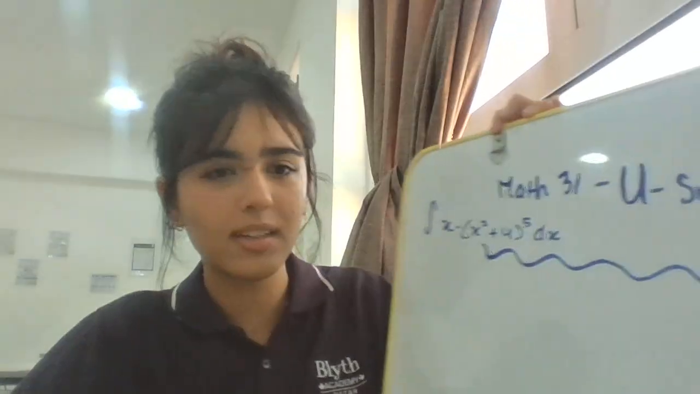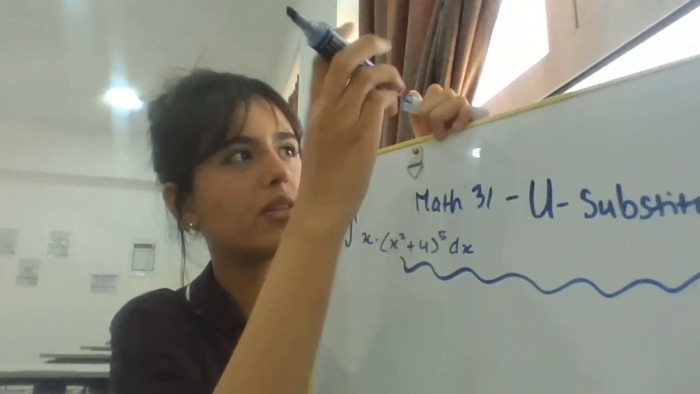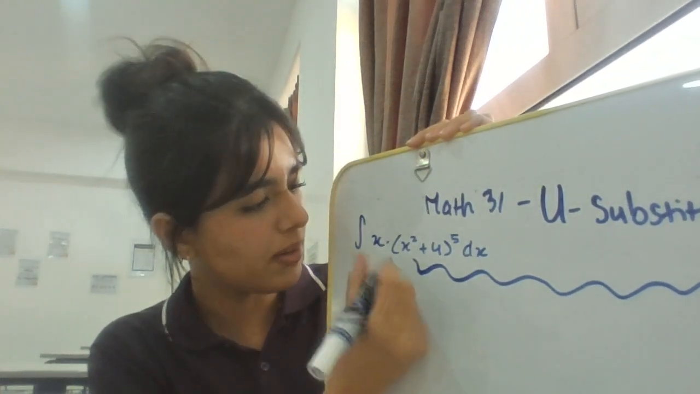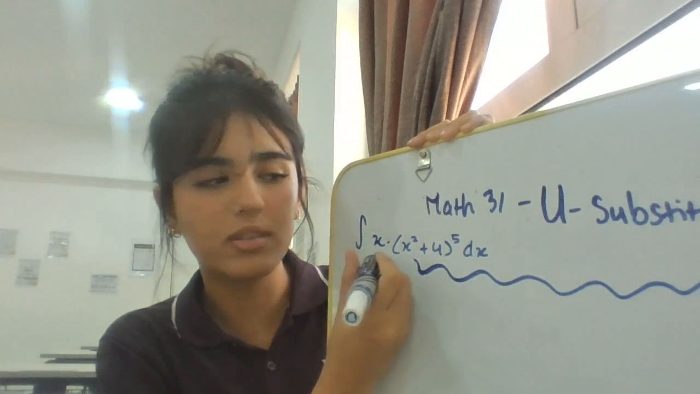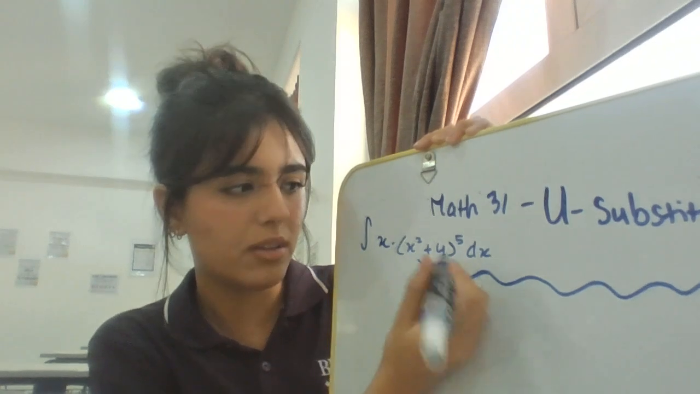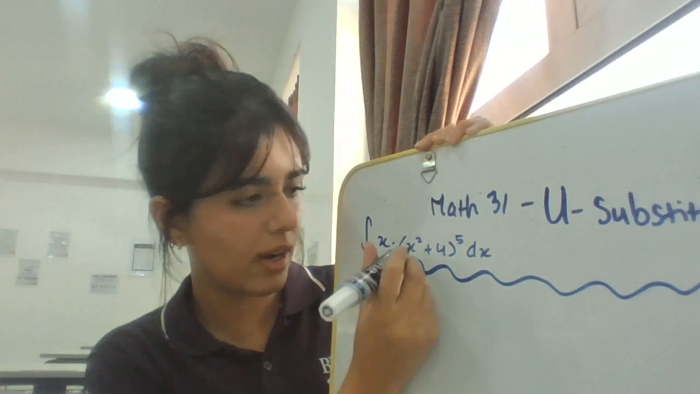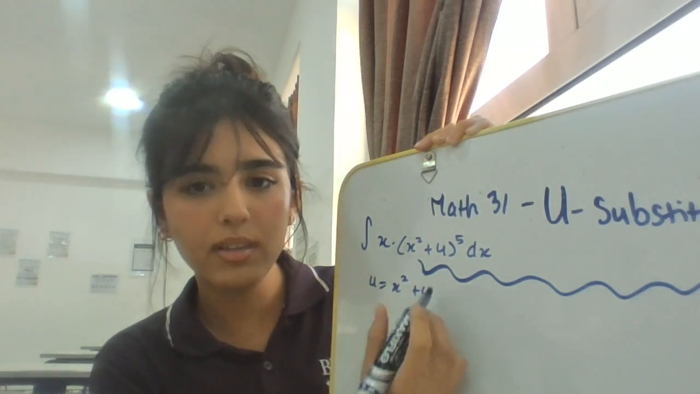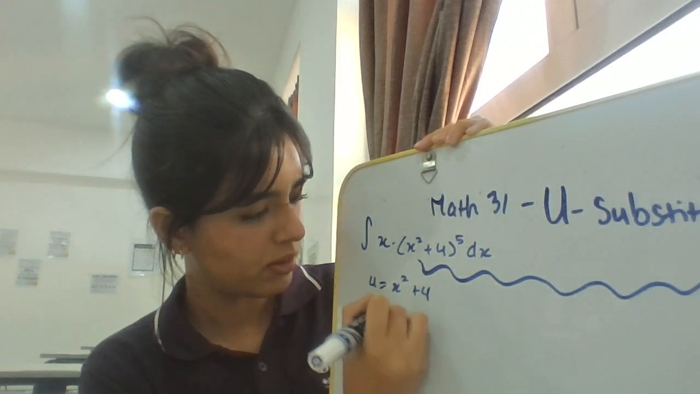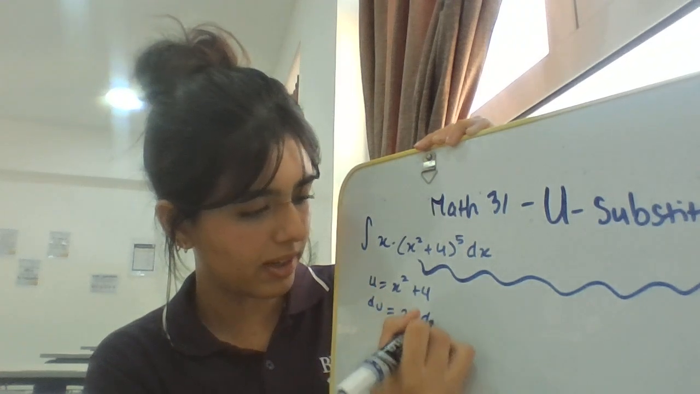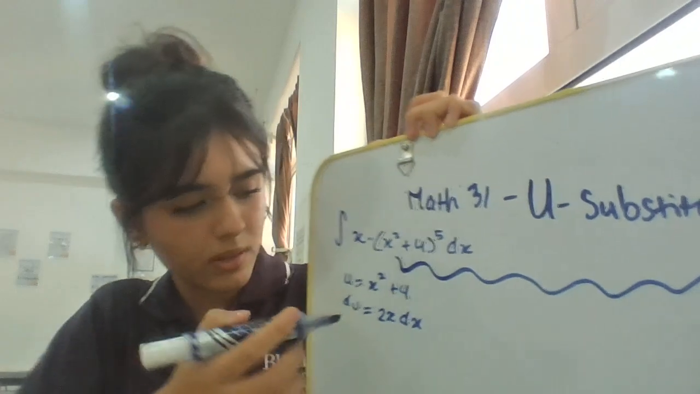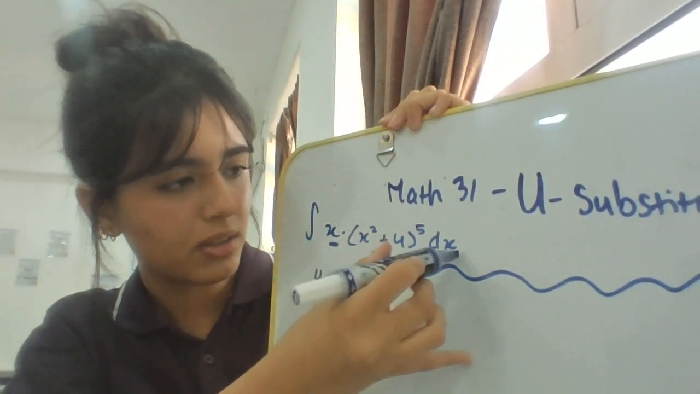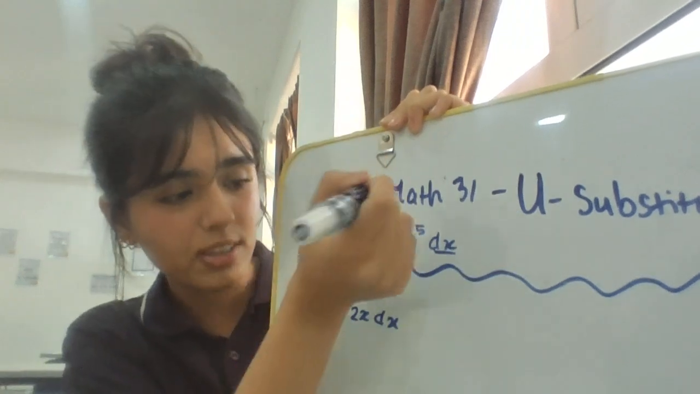Okay guys, so this is the second example, and this one's a little bit harder than the first one, but it's mostly the same. So here you want to pick your u again, and remember, if you pick this, it can't be your u because it'll just equal 1, and there's no 1 here. So you'll put your u as x squared plus 4. Now when you take the derivative of x squared plus 4, you'll get 2x dx. You know how to take the derivative normally, but here, when it turns into 2x, you'll notice that it's just x dx. You want to make it so that it equals just x dx.